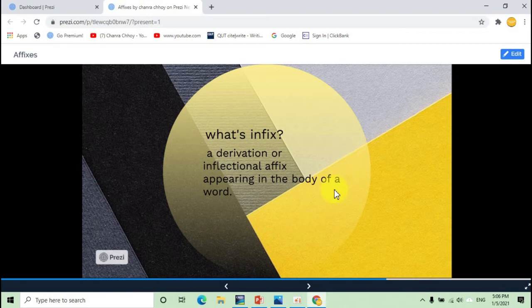But what do you remember? It means the thing we add in the middle of the body of the word, so we call it infix, because in means the in of something. It looks like we put something in.